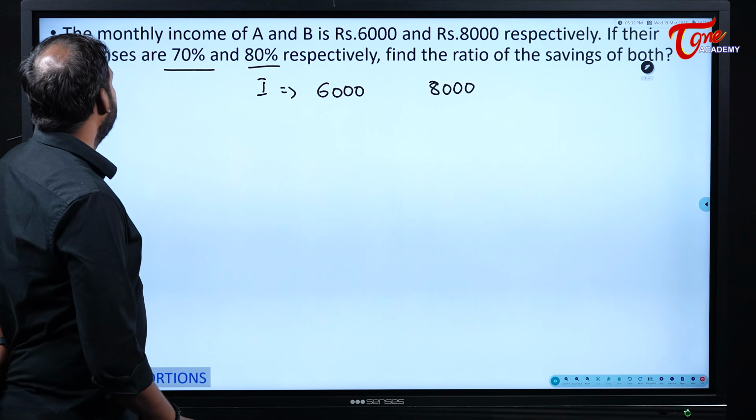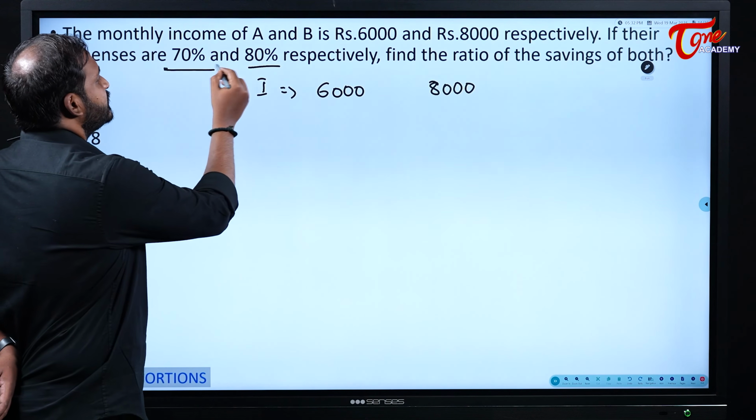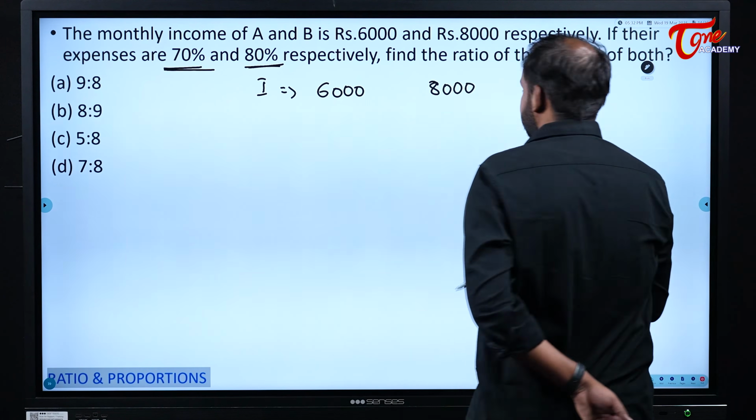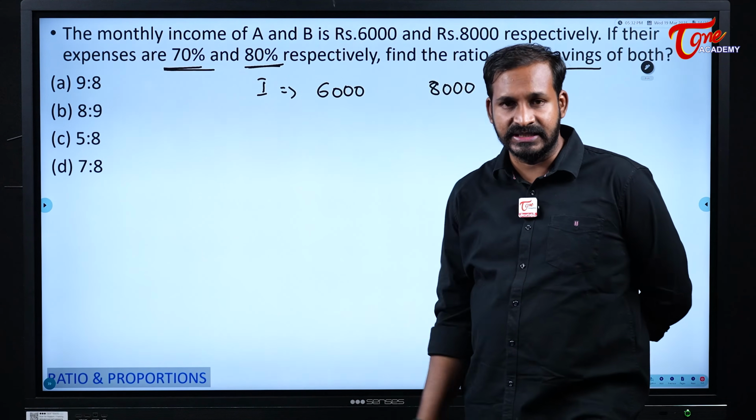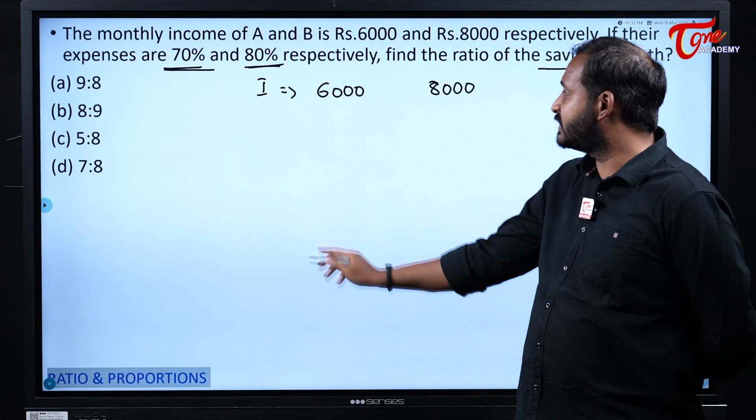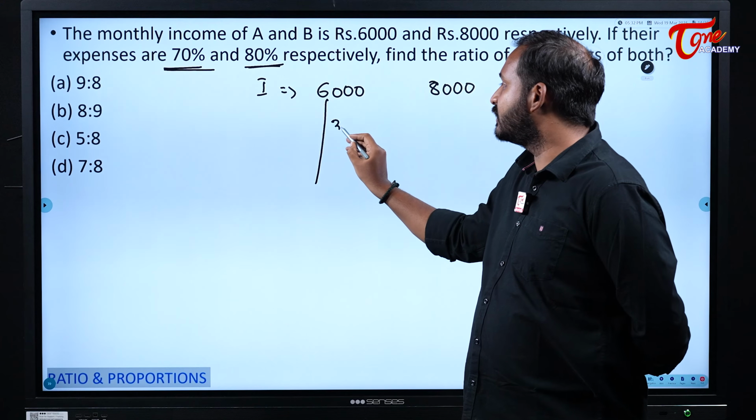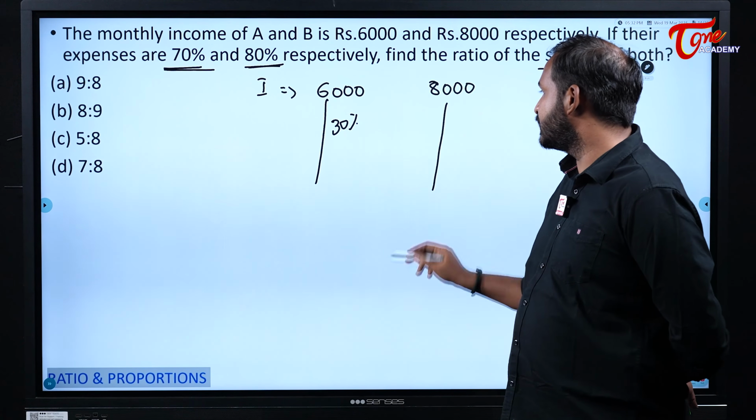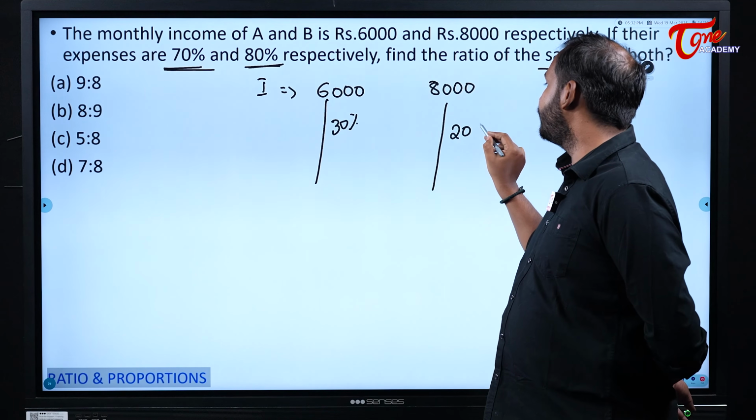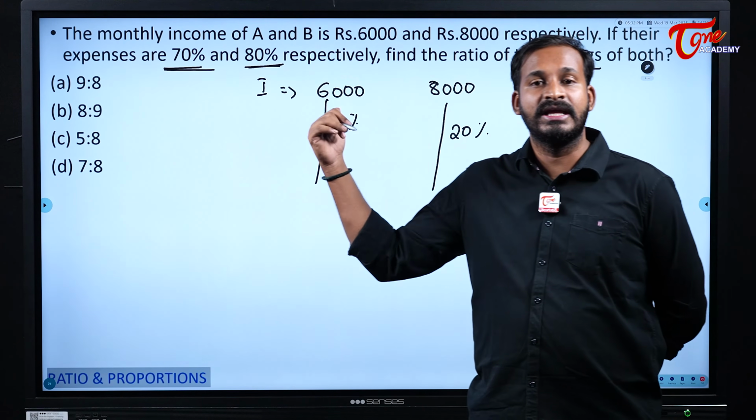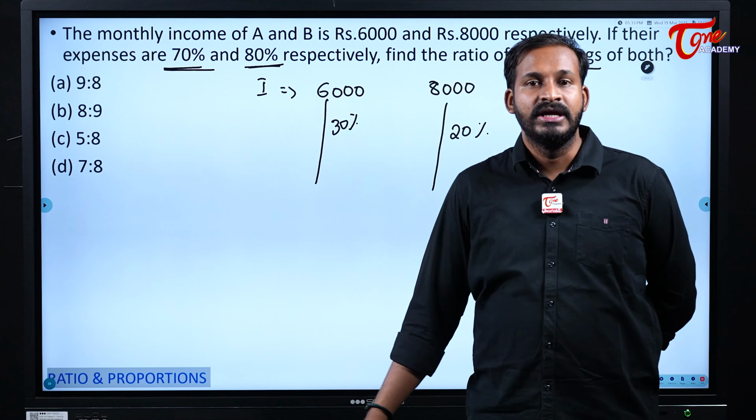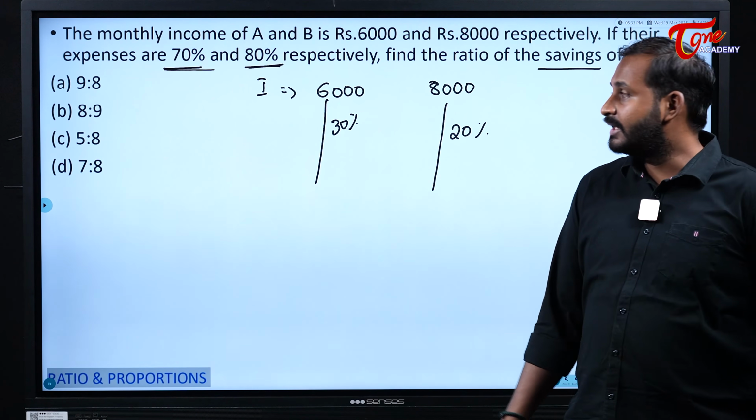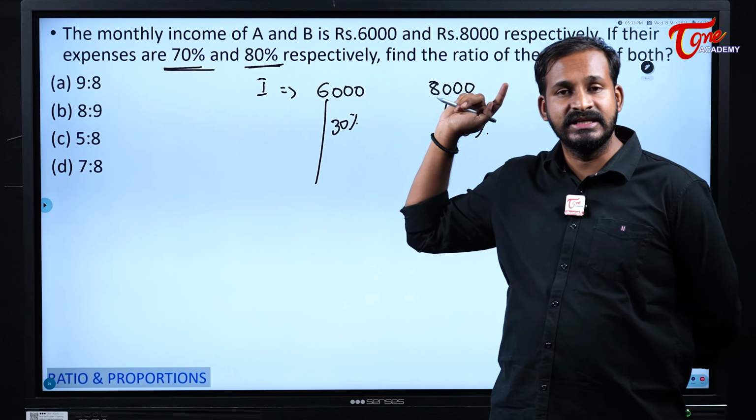Okay, if their expenses are 70% and 80%, but they are asking us the savings. If 70% is expenses, what about his savings? His savings will be 30% of this one, right? And similarly, if 80% is his expenses, what will be his savings? 20% of this one. Please be careful. Here they have given us the expenses ratio and they are asking us to find the relation between the savings.